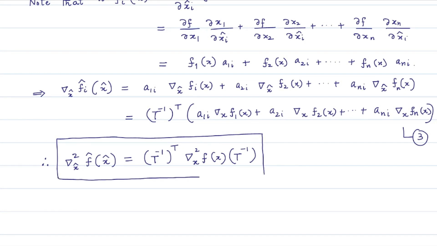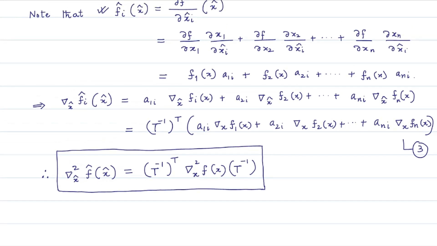So this is the relationship between the Hessian in the space of x and the Hessian in the space of x hat. So far we have been considering the effect of scaling of variables in the calculation of the gradient and Hessian of a function.